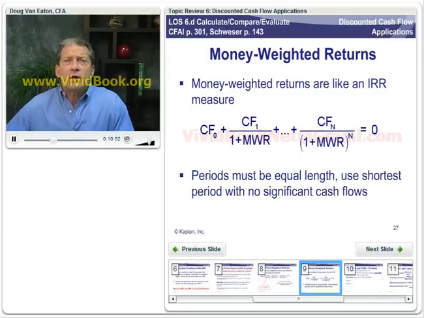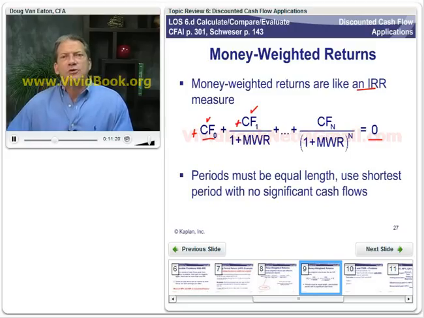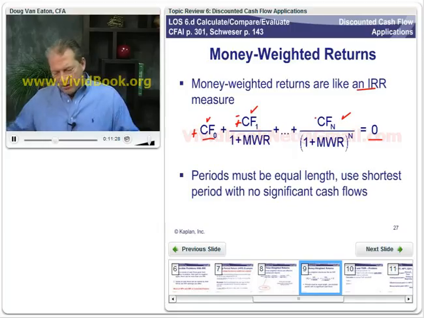On the money-weighted rate of return, I said it's like an IRR measure. So here we're going to set the net present value to 0. We've got our cash flows here. This is our initial amount in the account, so let's make that a plus. And then if we add money to the account, these would be positive cash flows. If we had withdrawals, they would be negative. And then we'll treat this ending value as a withdrawal, as if we took all that money out of the account at the end.